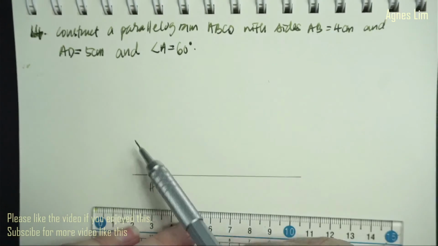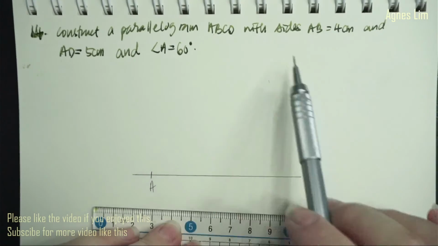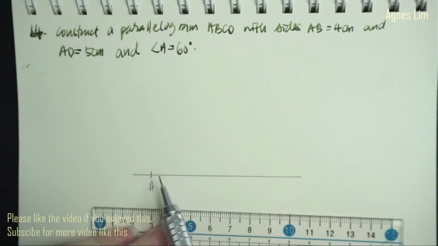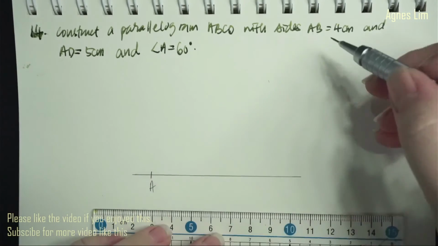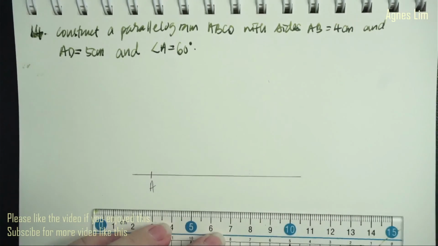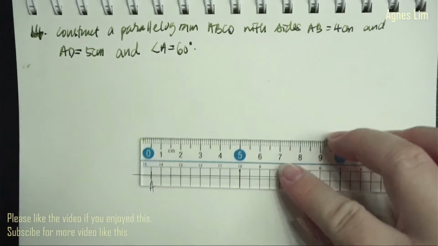Either it's clockwise or counterclockwise. Okay, it goes like this. So if it's A, B, C, D, it will be like this. Okay, so AB, I'm going to put B here. It says 4 centimeters. So you need to do construction of the line 4 centimeters.